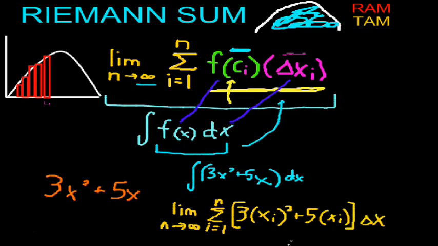Now what if we didn't want the entire area? What if we just wanted the area from 0 to 1 of this function? So now we can say that the width in x is not just delta x. We can say that it is actually the width of our interval, which is 1, divided by n, which is the number of intervals.